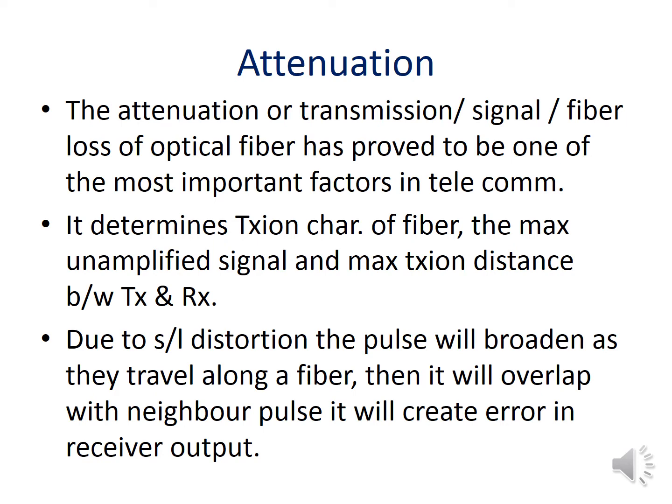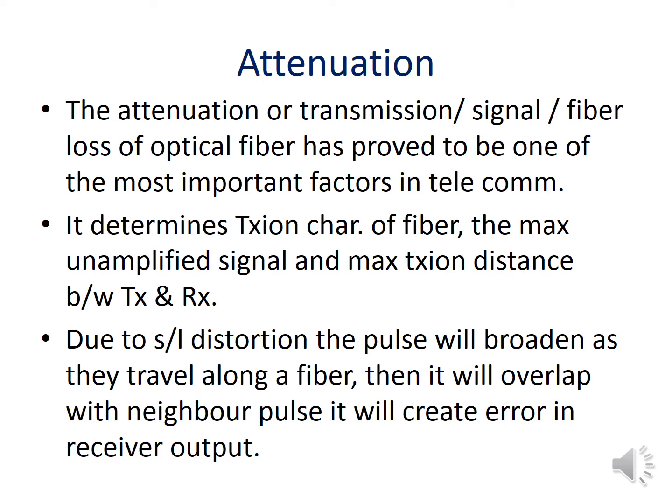What is meant by attenuation? Attenuation refers to power loss in a fiber cable, which is one of the most important characteristics of the cable. This power loss is often called attenuation. It determines the transmission characteristics of the fiber. Attenuation of a light signal as it propagates along a fiber is an important consideration in the design of an optical communication system.